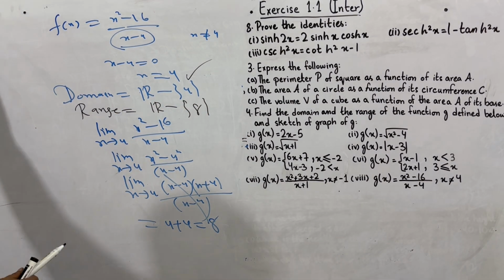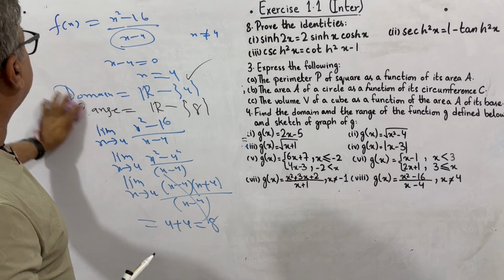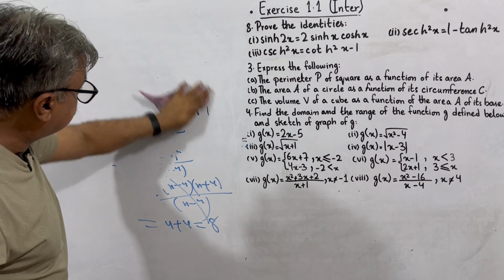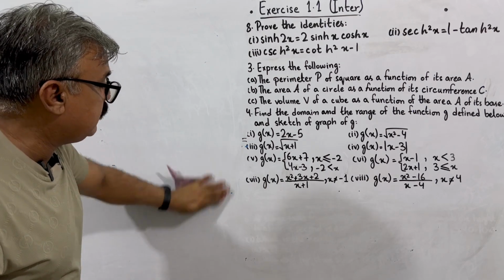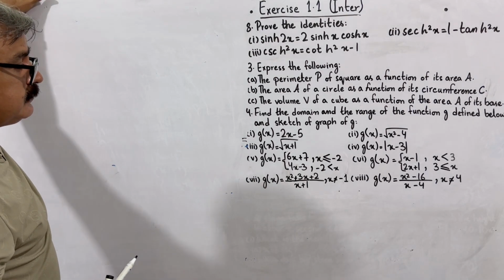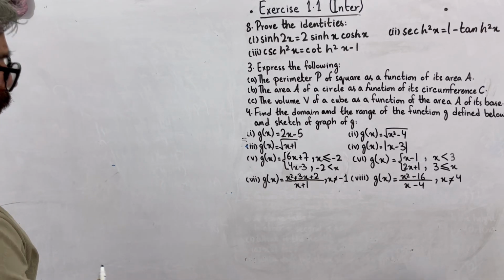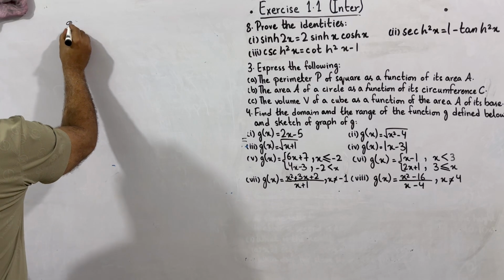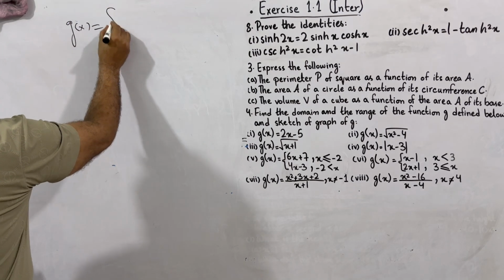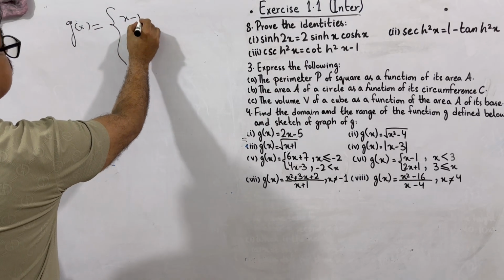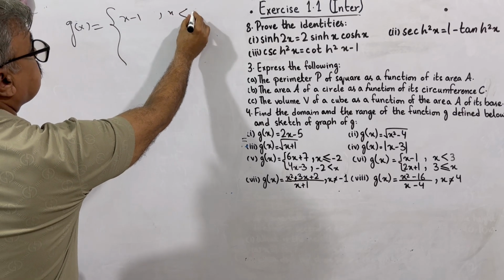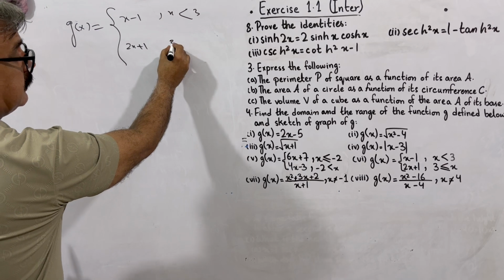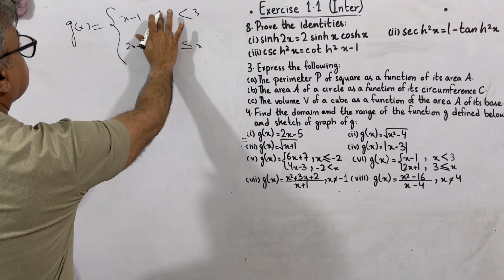Okay, cool. Moving towards some piecewise functions. They are simpler, not typical, easy to explain, easy to understand, easy to comprehend. Let's see what I have now. g of x. These are known as piecewise functions. x minus 1 when x is less than 3. Okay, cool. 2x plus 1 when 3 is less than or equal to x.